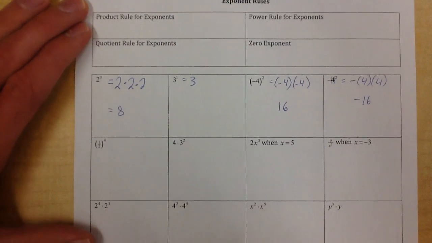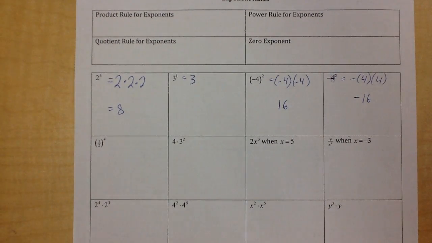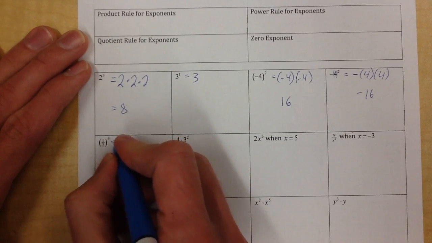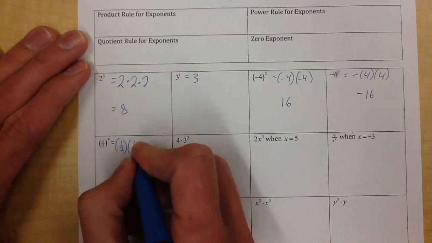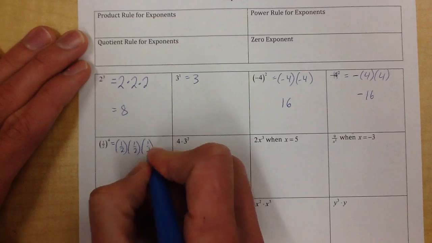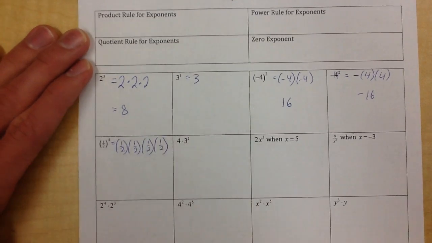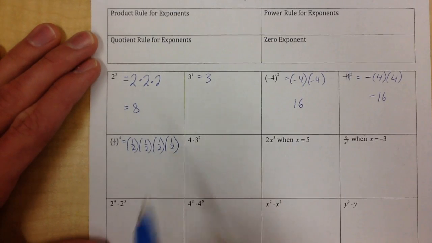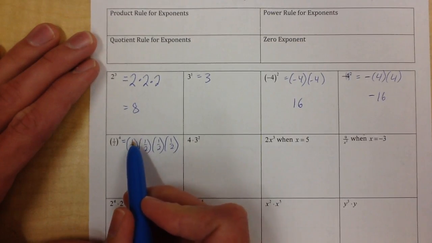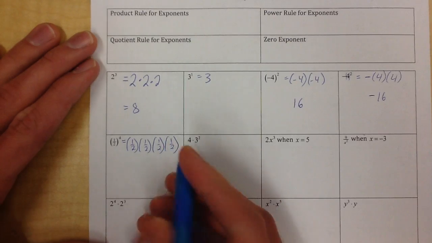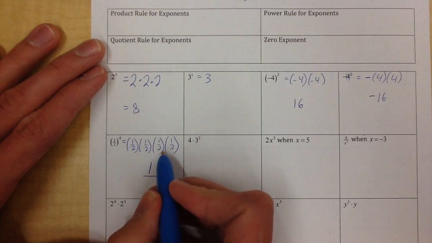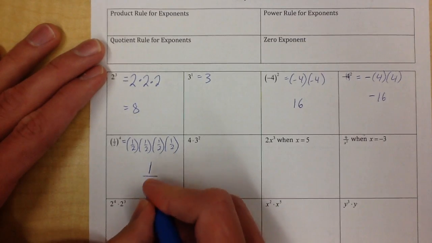So then we get to the ones that get a little bit crazy, starting with one with the fraction. So 1/2 to the 4th power. Well, that means 1/2 times a half times a half times a half. And as we do that, we'll multiply across the top and multiply across the bottom. We really have 1 times 1 times 1 times 1. Well, that's just 1. 2 times 2 is 4, times 2 is 8, times 2 is 16, and that's what we have.